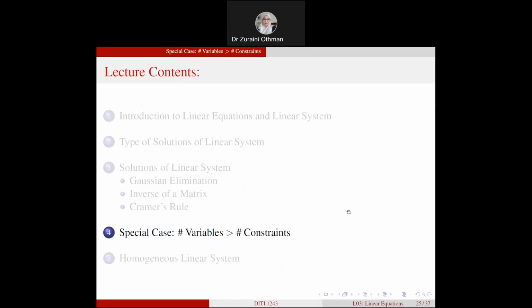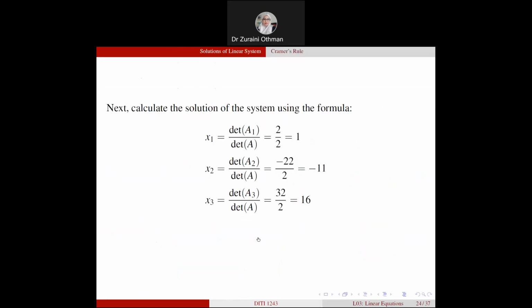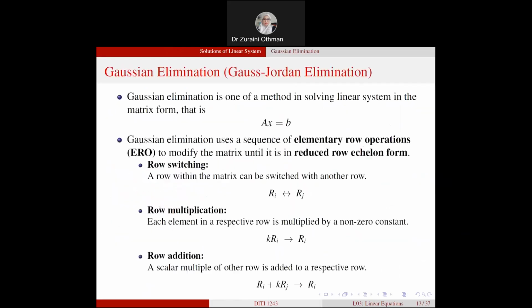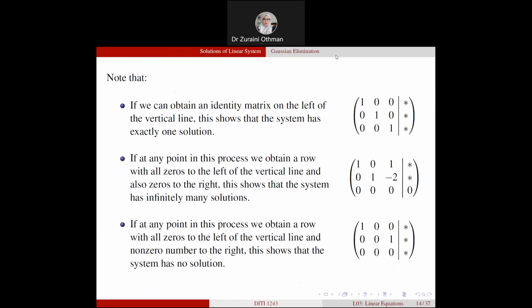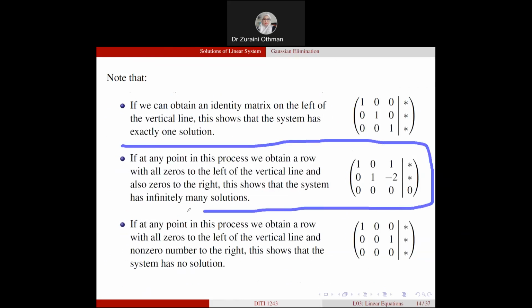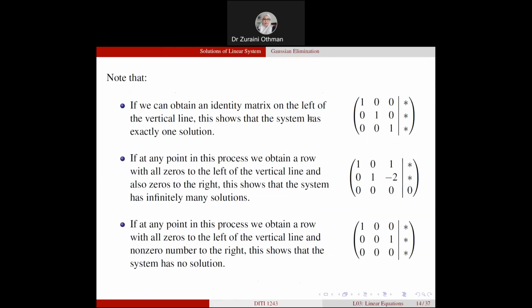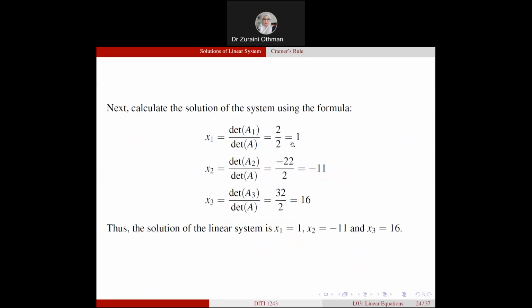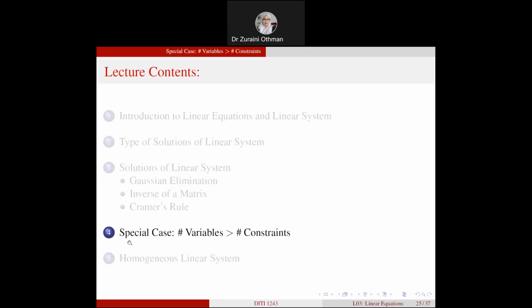And this is the special case where the variables are more than the constraints. If you remember, I mentioned earlier the second possibility here, which is infinitely many solutions, where it has one row with all 0 elements. So the coming topic is to discuss that type of matrix. This is the fourth topic.